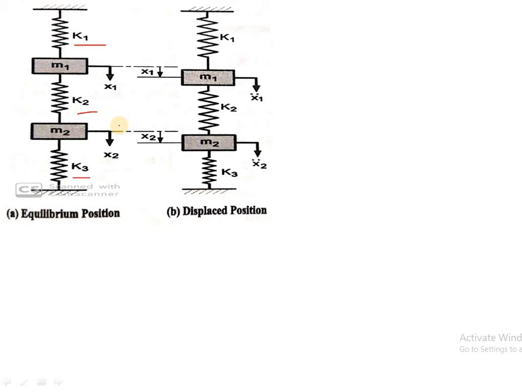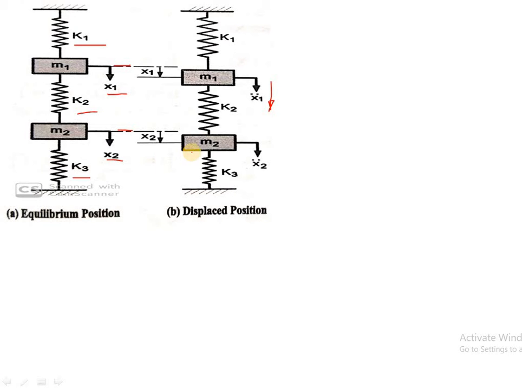Now this is the equilibrium position of mass M2 and this is the equilibrium position of mass M1. So x1 is the displacement of mass M1 and x2 is the displacement of mass M2. Now assume that we are pulling this mass in the downward direction. Acceleration is in the downward direction. So acceleration is given by x1 double dot for M1 and x2 double dot for M2. So this is the displaced position.